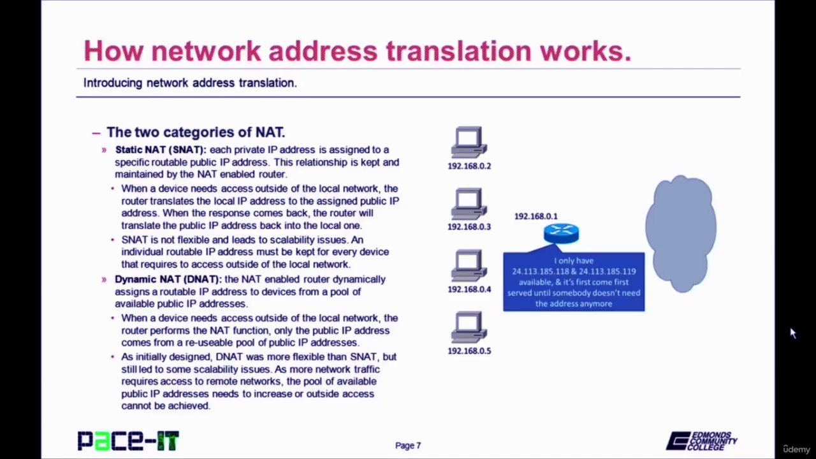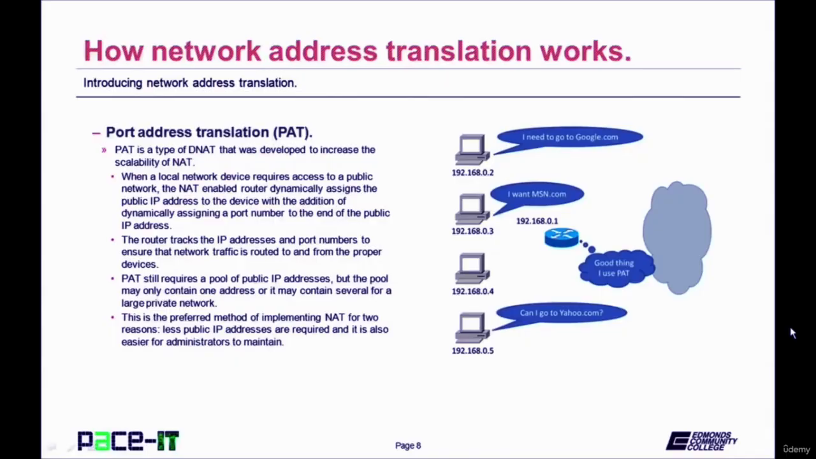As initially designed, dynamic NAT was more flexible than static NAT, but it still led to some scalability issues. As more network traffic required access to outside networks, the pool of available public IP addresses needs to increase, or outside access cannot be achieved. But thankfully, there is a solution to this. And that solution is called port address translation, or in Cisco terms, that would be NAT with PAT. PAT is a type of dynamic NAT that was developed to increase the scalability of network address translation.